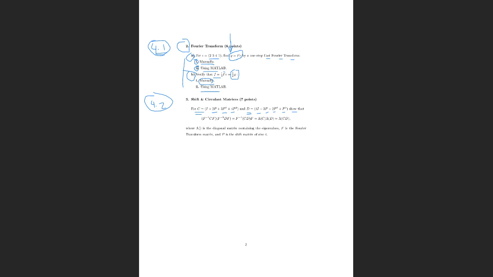And we'd like to show the following, which is what we've seen in class, in the last part of this section: that F inverse times C times F, multiplied by F inverse times D times F, is equal to F inverse of CD times F, which is the eigenvalue matrix of C times the eigenvalue matrix of D, which is equal to the eigenvalue matrix of CD. Here I'm giving you the note that capital lambda of a matrix is the diagonal matrix containing the eigenvalues of that matrix. Capital F is the Fourier transform matrix.